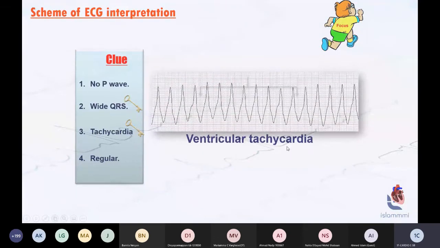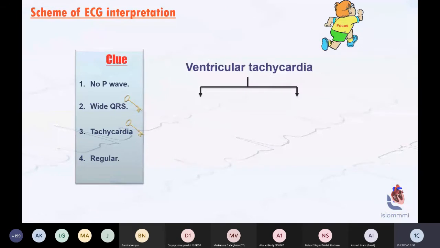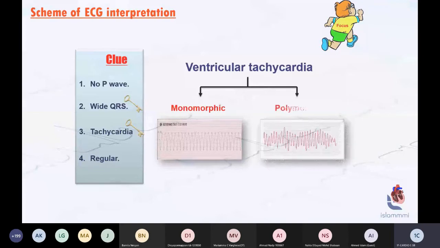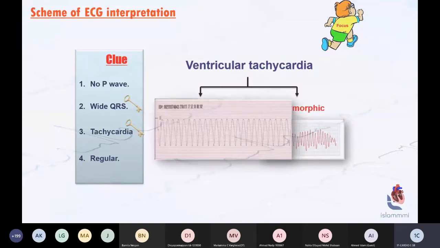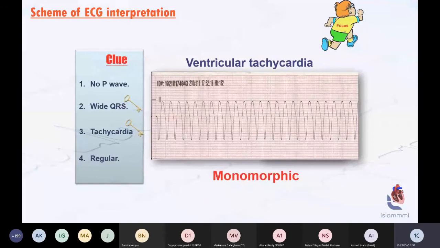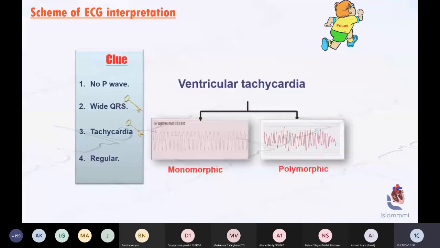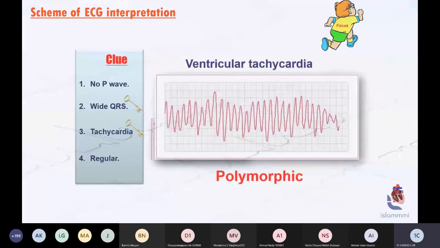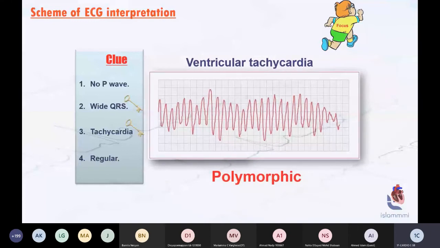We have two different types of ventricular tachycardia. They are not all the same. We have what we call monomorphic and polymorphic. What is the difference? I'll just zoom for you. This is the monomorphic. They are all identical, they look the same. And this one is polymorphic. As you can see, they are not looking the same. So we call this one polymorphic, or torsades de pointes.